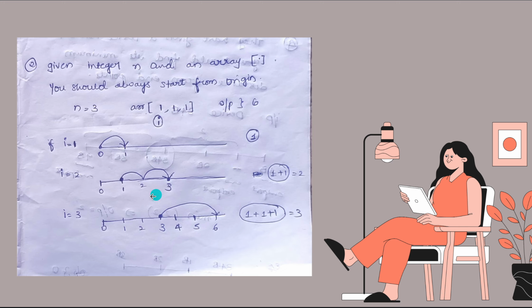Now 1 plus 1 is 2, so 2 jumps. Now you are here, again i plus plus. Previous ones you should also add up. 1 plus 1 plus 1 is 3 jumps at a time. This is the thing with this question, and you should return the last point you reached. I hope you got this. If you find the solution for this, put it in the comment section.